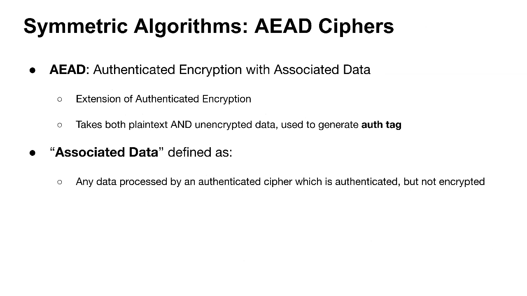AEAD ciphers stands for Authenticated Encryption with Associated Data. This is an extension of authenticated encryption that takes both the plain text and unencrypted data used to generate the auth tag. The unencrypted data is not encrypted as part of the operation. It's just some additional data you want to feed in to be authenticated with the tag itself, but not encrypted. Associated data is this extra data. It's defined as any data processed by an authenticated cipher which is authenticated but not encrypted.